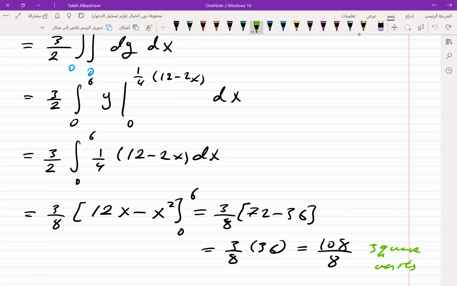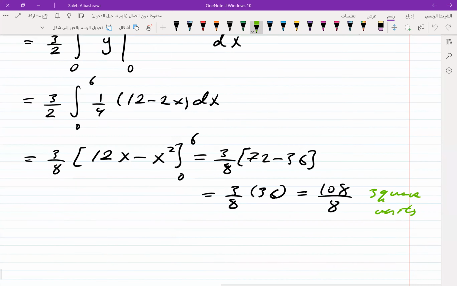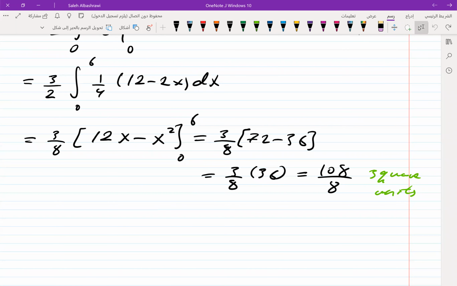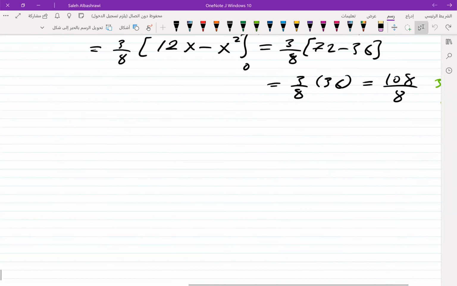Square unit. So this is the idea of finding the surface area for some given function above some region R. Let's have another example.